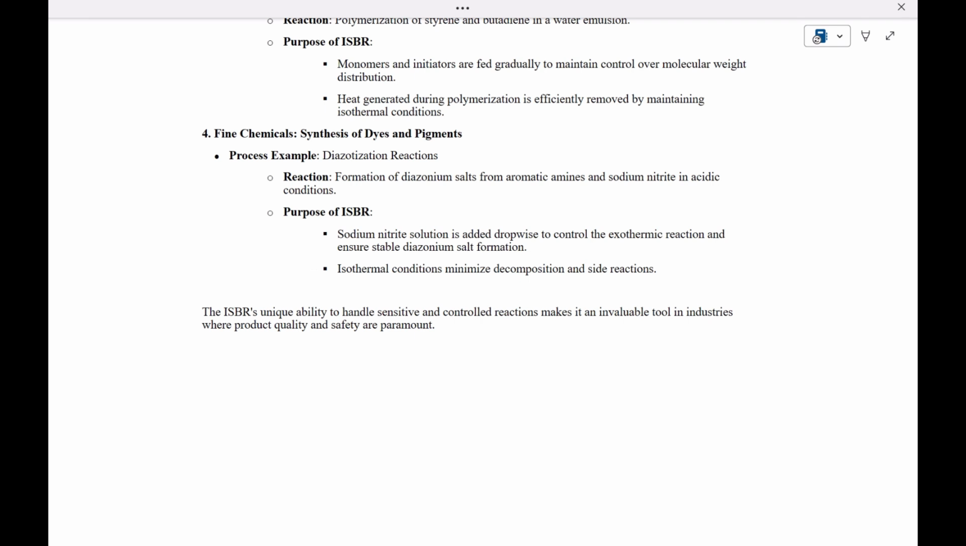Now, this concludes that the ISBRs have a unique ability to handle sensitive and controlled reactions, making them an invaluable tool in industries where product quality and safety are paramount. So here I conclude the video on isothermal semi-batch reactor and hope that you have got insights on the experiment procedure, calculation, and also the application part of the isothermal semi-batch reactor.